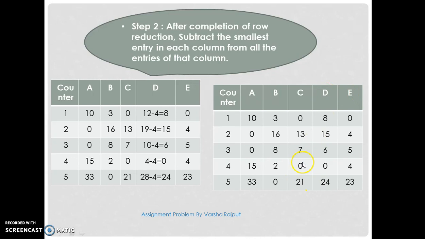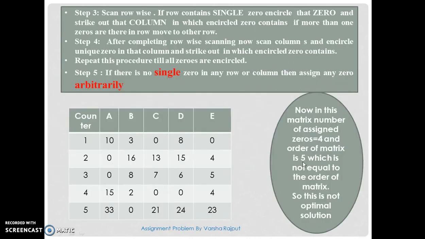Now we have to assign in this matrix. When you want to assign, again you have to scan row wise. If a single 0 is contained in the row, encircle that 0 and strike out the column in which that encircled 0 is contained. If more than one zero is there, then skip that row. After row and column scanning, we assign the remaining zeros. If there is no single zero in any row or column, then assign any zero arbitrarily.